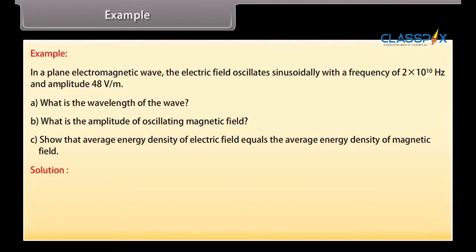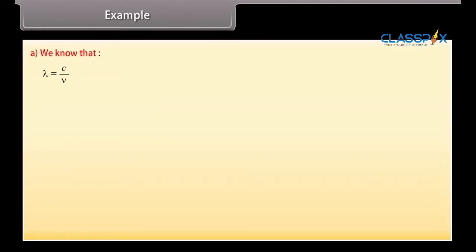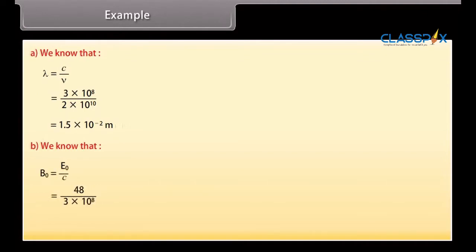Let's see the solution. Given values are nu, which is equal to 2 × 10^10 Hz, E naught equals 48 volt per meter. We know that lambda is equal to C upon nu. By putting and calculating the values, we get the wavelength of the wave, which is equal to 1.5 × 10^-2 meter. We know that B naught is equal to E naught upon C. By putting and calculating the values, we get the amplitude of the magnetic field, which is equal to 1.6 × 10^-7 Tesla.